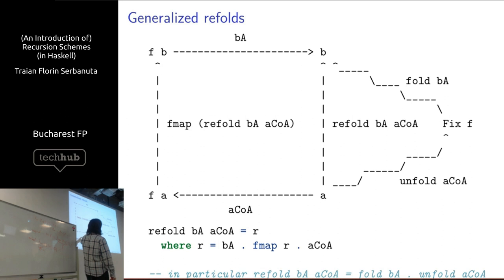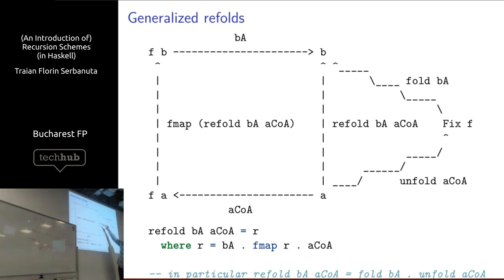The reason for which I wrote that was that, okay, we said before that the refold is actually a composition of a fold with an unfold. But if you look in the definition, these definitions are taken from the recursion schemes package in Haskell. You get something like this, where you don't actually see the unfold and fold anywhere. You just say this thing here, which is basically exactly this composition.